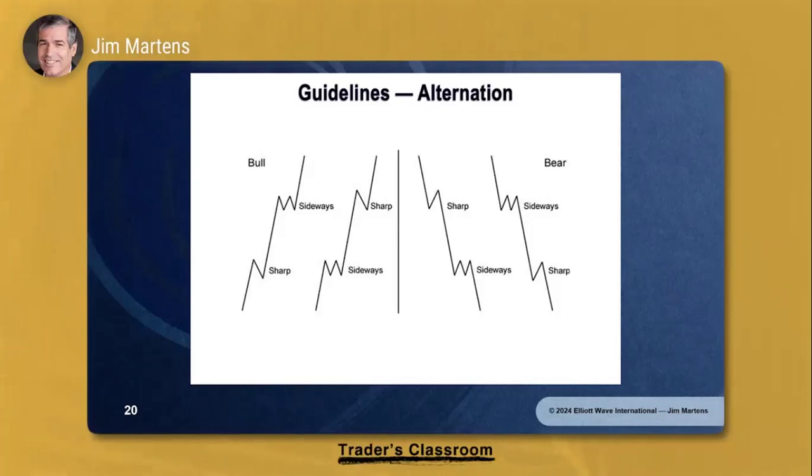Thinking back to the different corrective patterns I mentioned earlier, I consider a zigzag, a double zigzag, a triple zigzag to be examples of sharp corrections. Flats and expanded flats and triangles are examples of sideways corrections. So when I'm rating different counts, I'm looking at a guideline of, do I have an extension? Do I see alternation between the wave 2 and wave 4 correction?